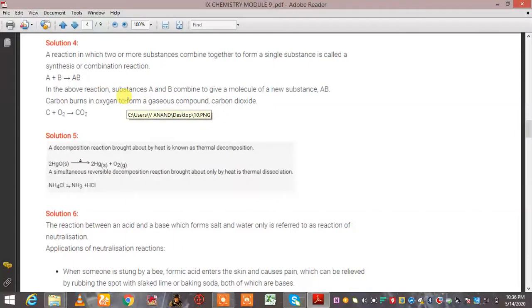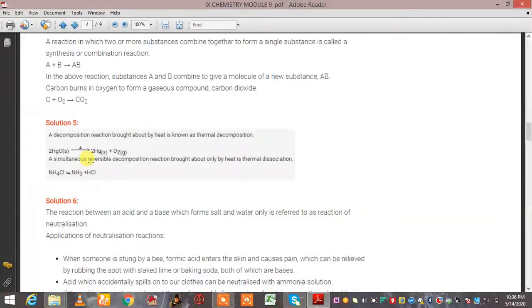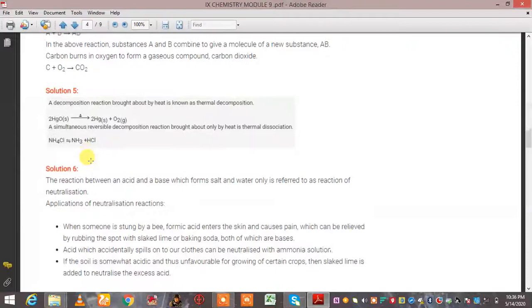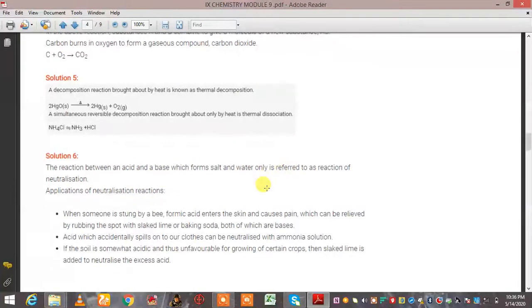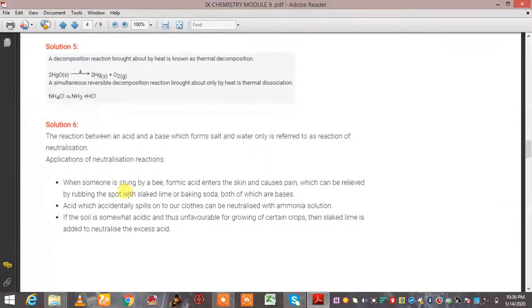Then what do you mean by decomposition reaction? This is a thermal decomposition reaction, we have already discussed. Then what do you mean by neutralization reaction? The reaction between an acid and a base which forms salt and water only is referred to as neutralization reaction.